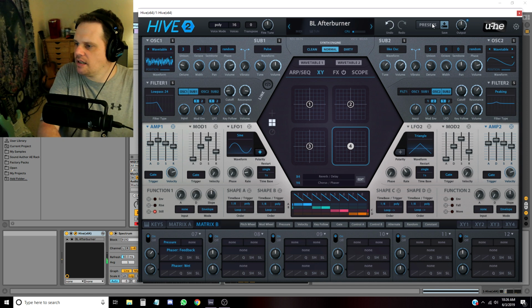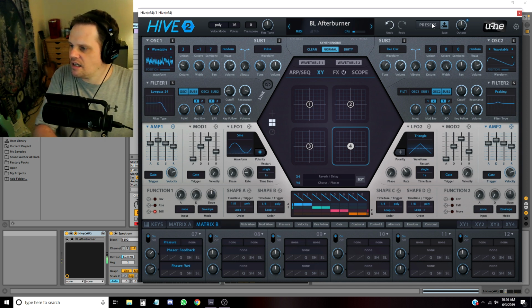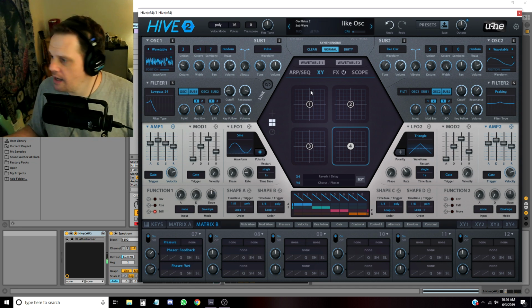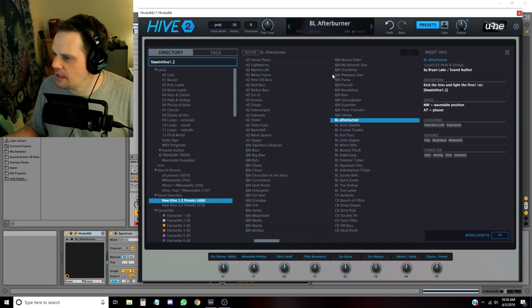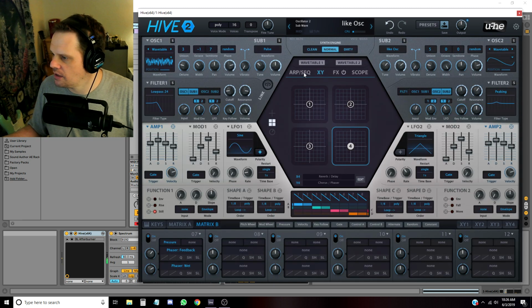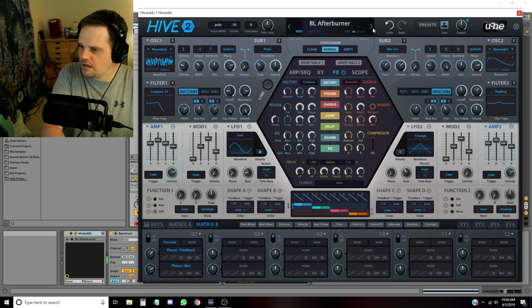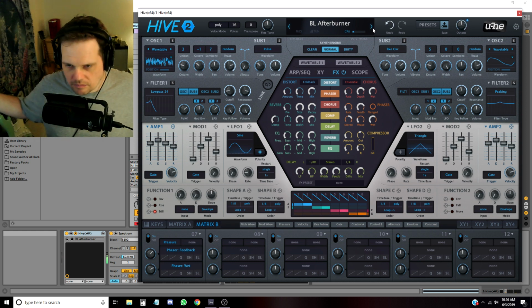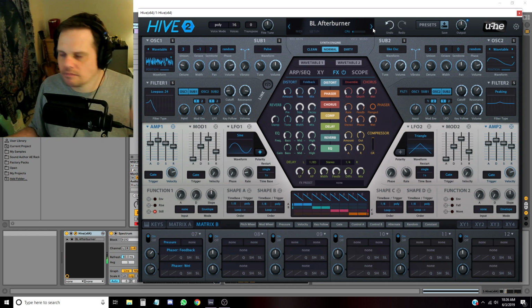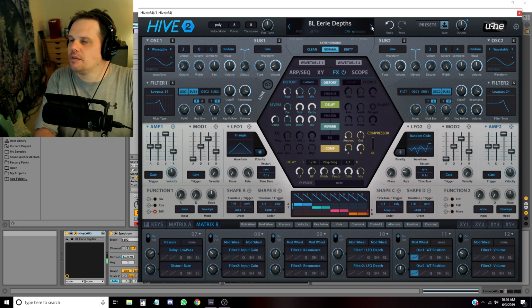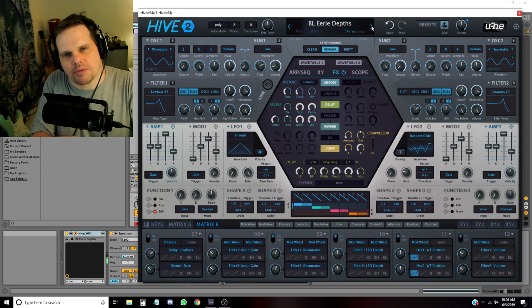Nice pad. These don't have proper XY assignments, so I am not going to fiddle with the XY controls. That's the Afterburner. Title says it all. Don't remember too much about this one. I forget about my patches sometimes.